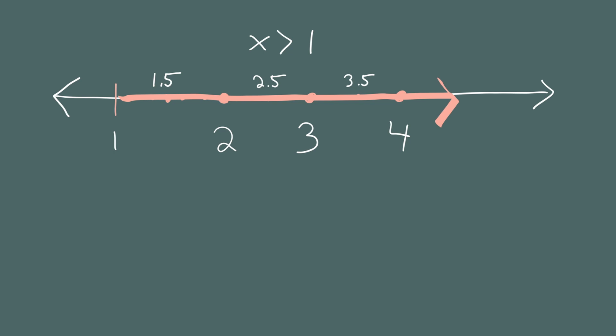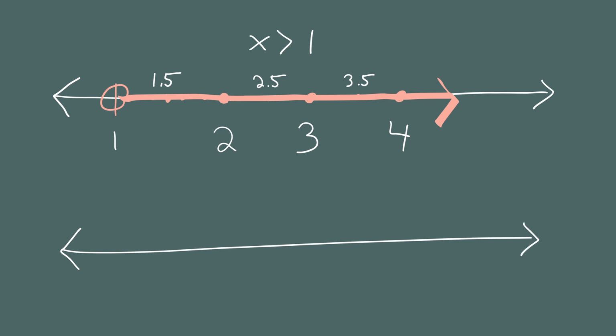Now here's an important detail. The number 1 is not greater than itself, so we want to make it clear that 1 is not part of the highlighted region. To show this, draw an open circle at 1. An open circle means this number is not part of the shaded region.